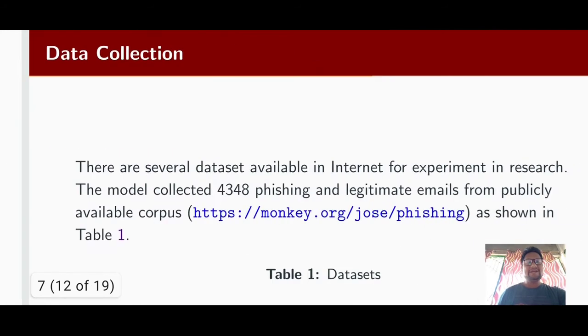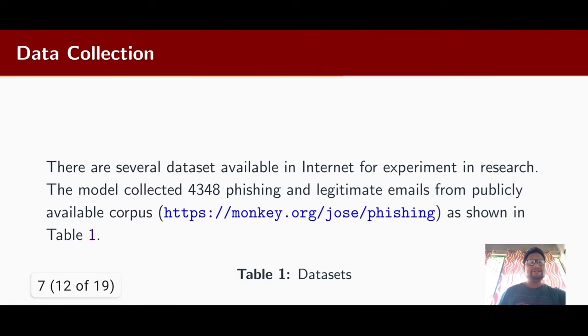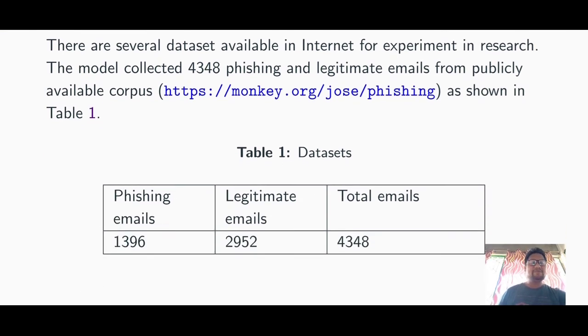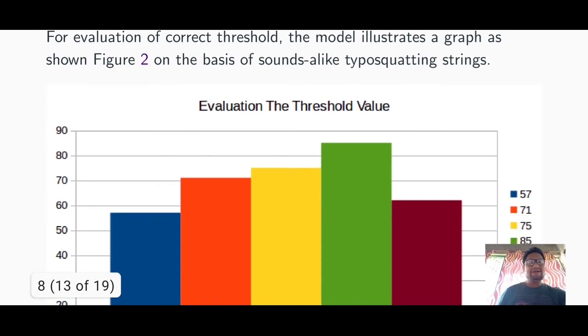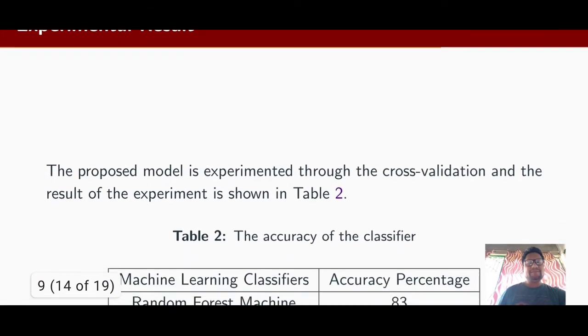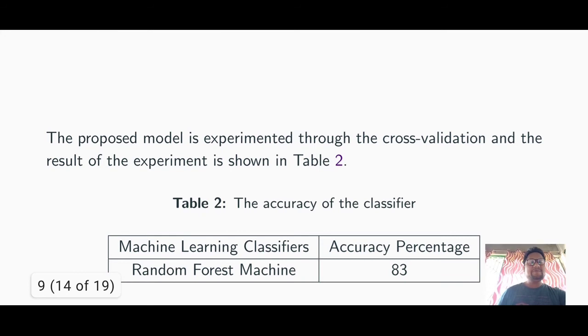Experiment. In the experiment, we collected a dataset from a standard dataset, where the total email is 4348, where phishing email is 1396, and legitimate email is 2952. And we conducted one more experiment for identifying the correct threshold. We found that 52 is the lowest below, so we selected 52 as a threshold. 52, no, 57, sorry.